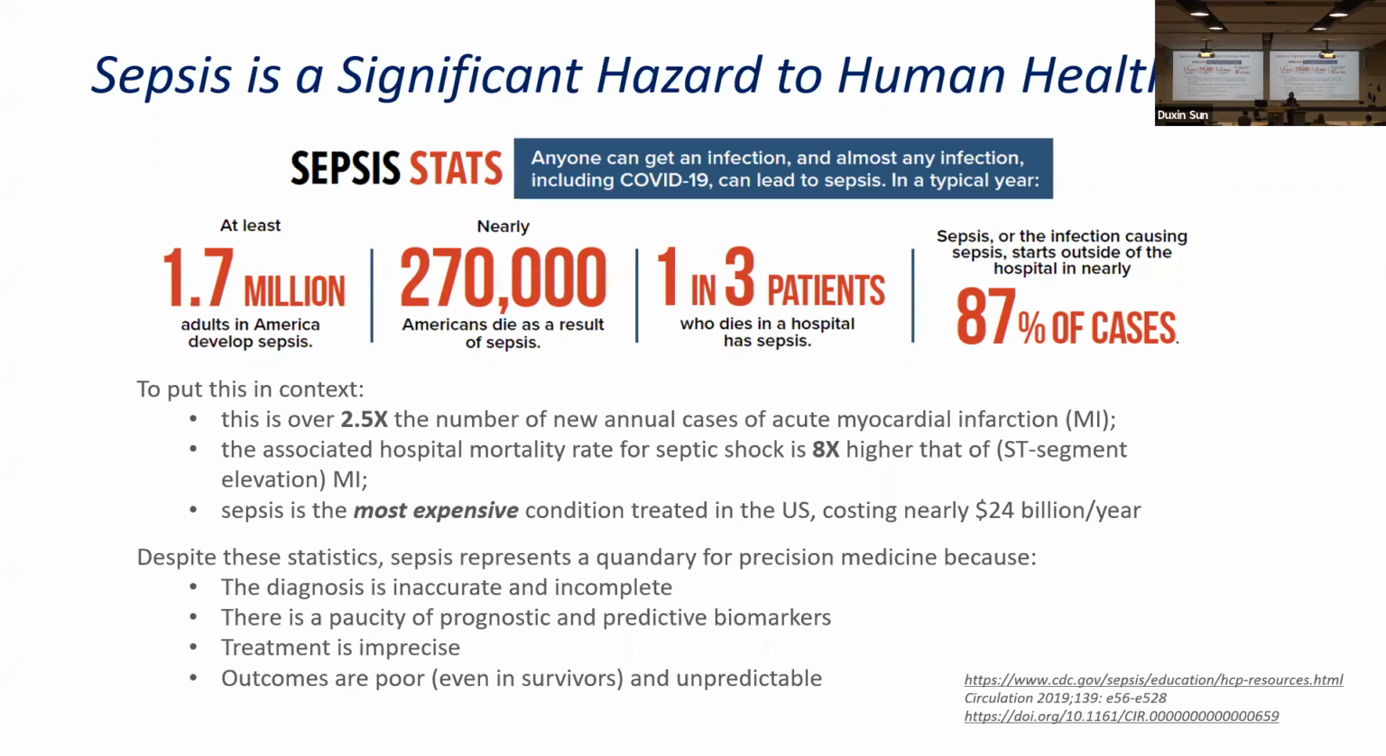And these trends are similar across the world. So despite these striking statistics, sepsis remains a quandary for precision health because the diagnosis is very inaccurate and incomplete. The diagnosis is often vague because patients present with vague symptoms. There's no hallmark or pivotal event that occurs.